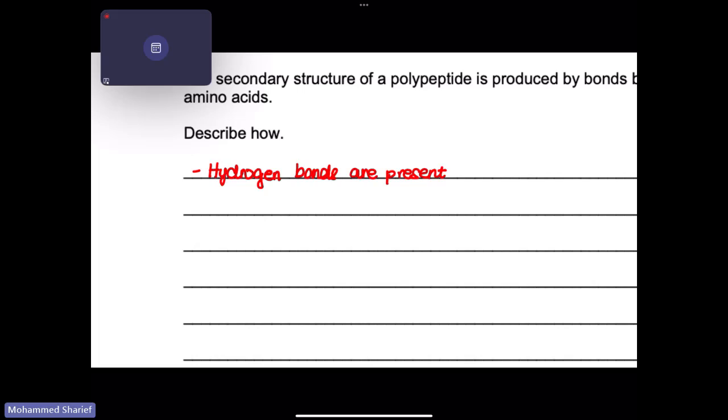So hydrogen bonds are present. Where are they present? They are present between the NH of one amino acid and the CO of another amino acid. And what's actually happening is the hydrogen bond is forming from the H to the O. That's where the hydrogen bond is actually forming. It's forming between those two groups, but specifically the hydrogen is bonding to the oxygen from the CO.